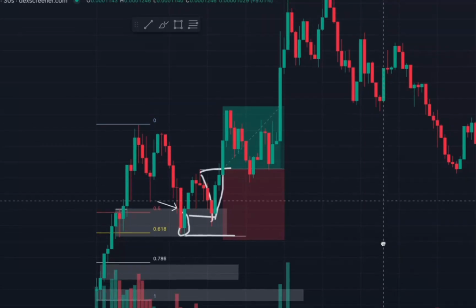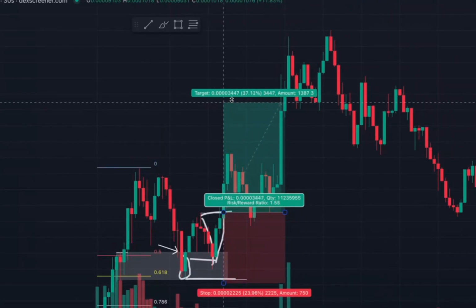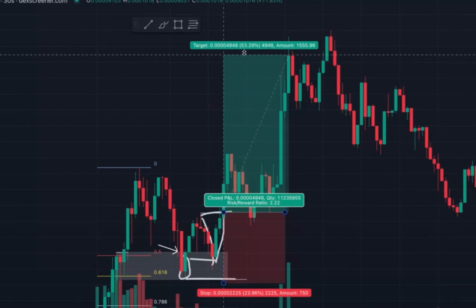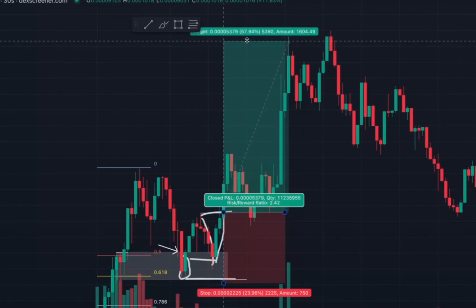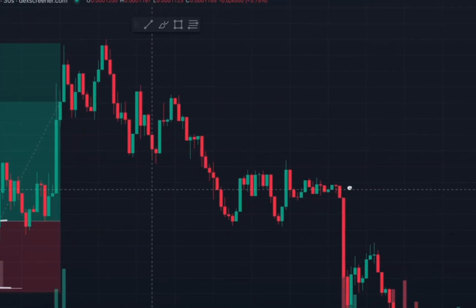Then you can see, if you look at it, price now stepping. You can see the profit you would have made here is just 60%, before price continued to the downside.